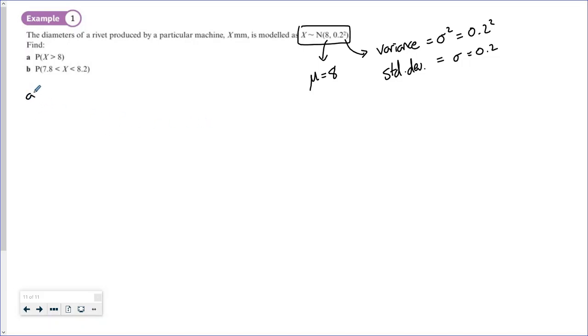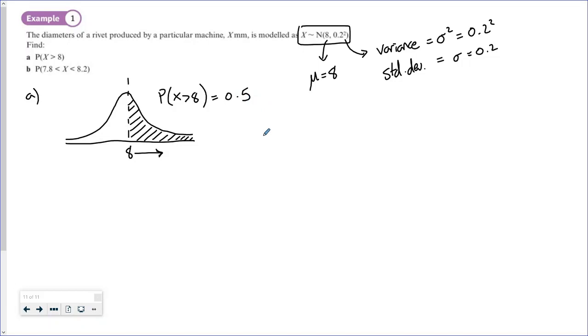So let's try and answer 1 then. The first thing that would be a good thing to do is actually draw a sketch of this normal distribution. So we know that the normal distribution is going to be centered around 8 because that's the mean. And we know that it's going to be symmetrical on both sides of 8. Now we want the probability of x being greater than 8. So greater than 8 is x being to the right here. So what's the area underneath this curve to the right of 8? Well, we know that the total area underneath the curve is 1. And we know that 8 is in the middle of the curve, so the probability of x being greater than 8, because it's symmetrical, is 0.5.